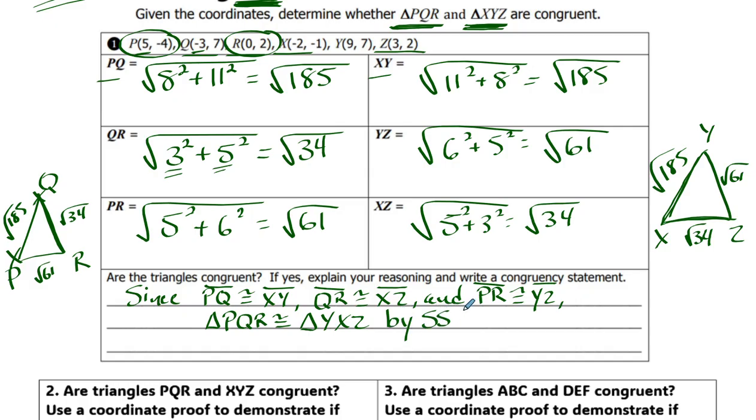By side, side, side, there's a lot of flexibility in how you want to demonstrate this. Really, you just have to show the side lengths here. But this part needs to be specifically written like that. You have to say, since we have each of these three pairs of sides that are congruent, we could say these two triangles are congruent by side, side, side.